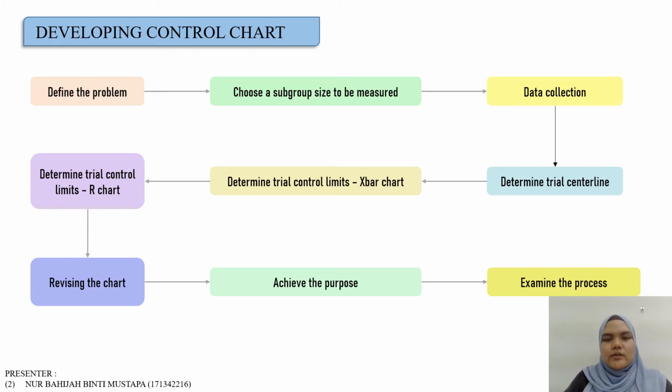A process is considered to be stable and under control only when the performance of the process is within the range of the calculated control limits. And thank you.